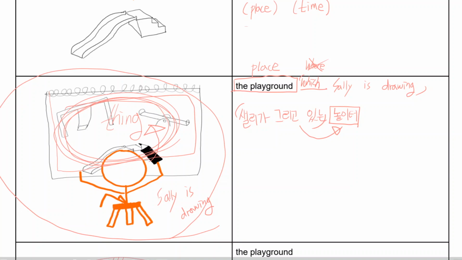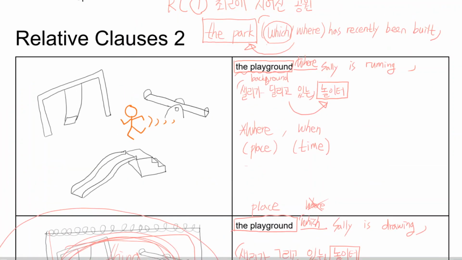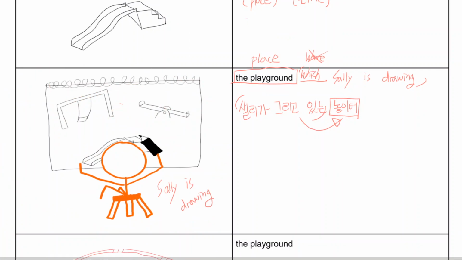Which. You don't say where, because if you want to say where, Sally needs to be in the playground. Do you see the difference? At this time, Sally is drawing the playground, so you cannot say where. Instead, you have to say which, okay?